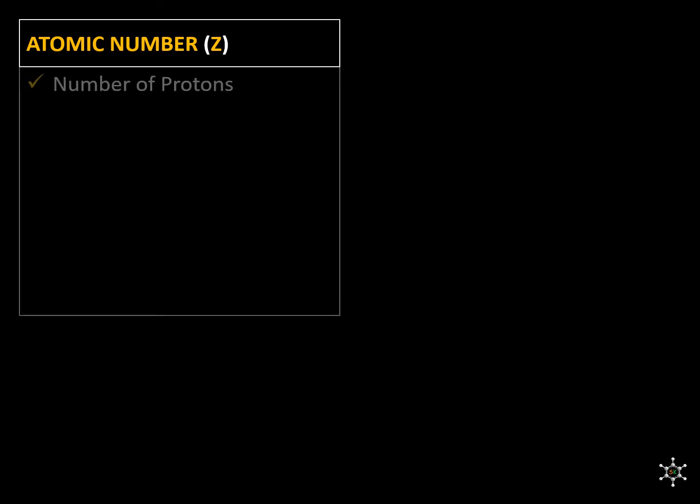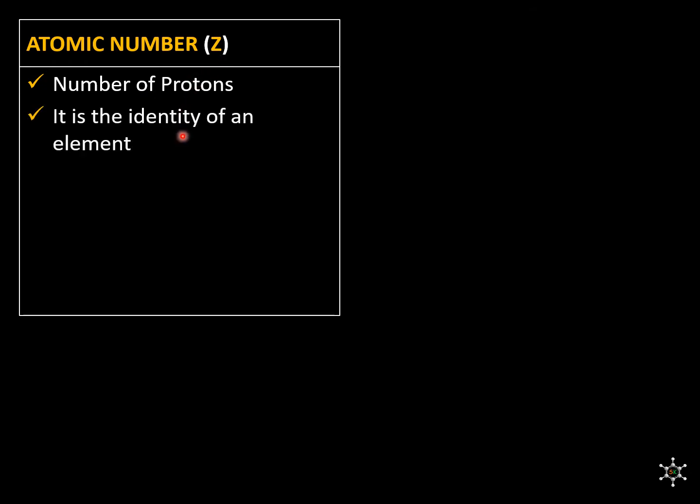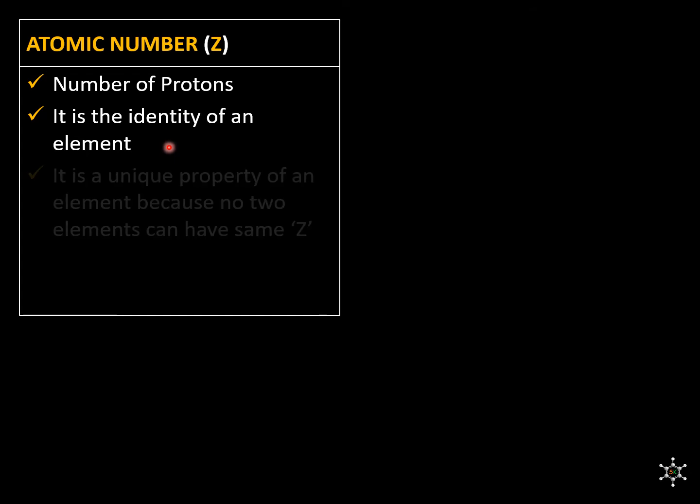Atomic number means the number of protons present in an atom. The letter to represent atomic number is Z. Atomic number is the identity of an element, meaning if we are recognizing something as carbon, it means there are 6 protons in it. If we are recognizing something as sodium, it means there are 11 protons in it. This very identity for an element comes because of the number of protons present in it.